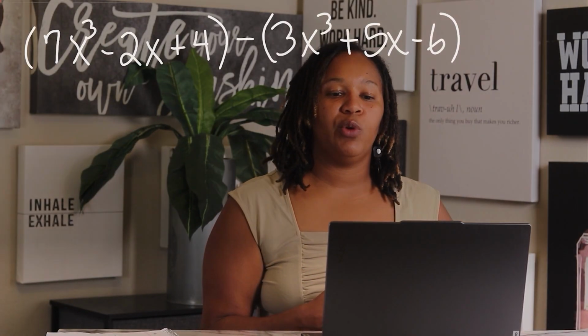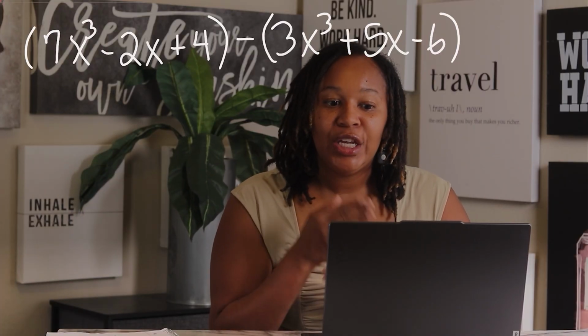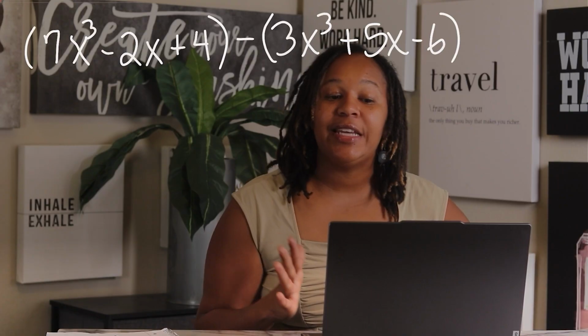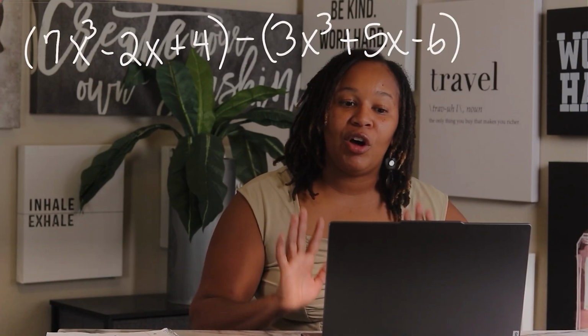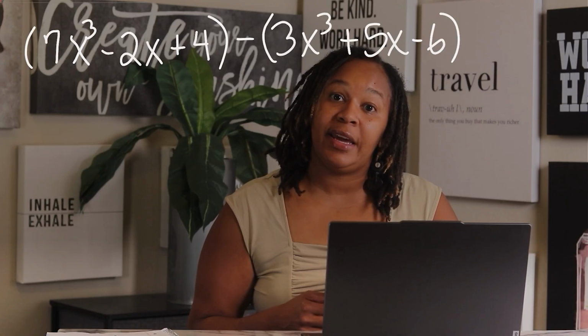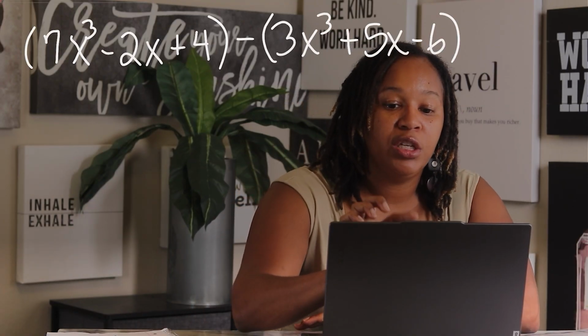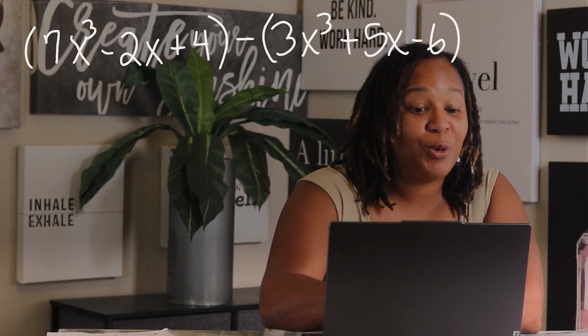In this example, we are going to subtract two polynomials. So we're doing 7x to the third minus 2x plus 4 minus 3x to the third plus 5x minus 6. Now, when you subtract polynomials, what you end up doing is distributing the negative. You distribute the negative and then you combine like terms. So what does that look like?